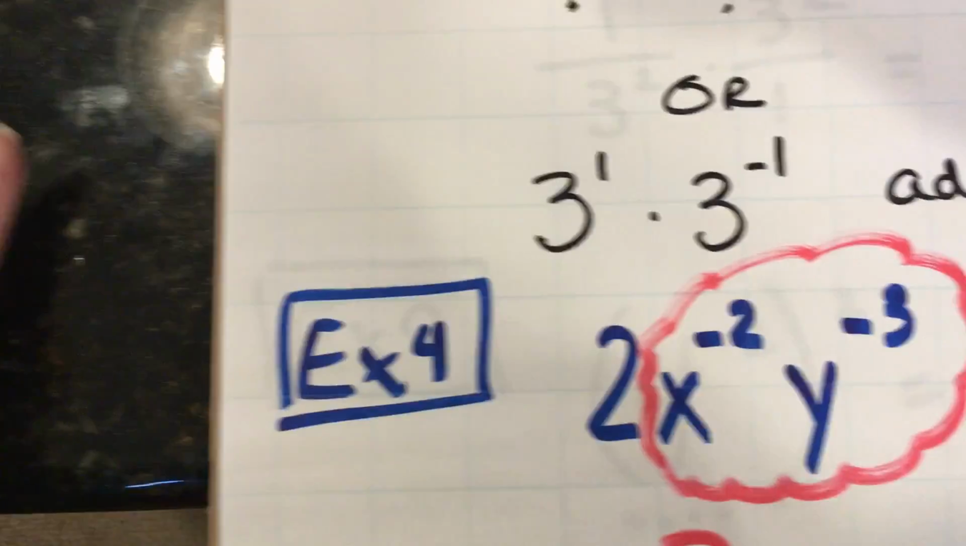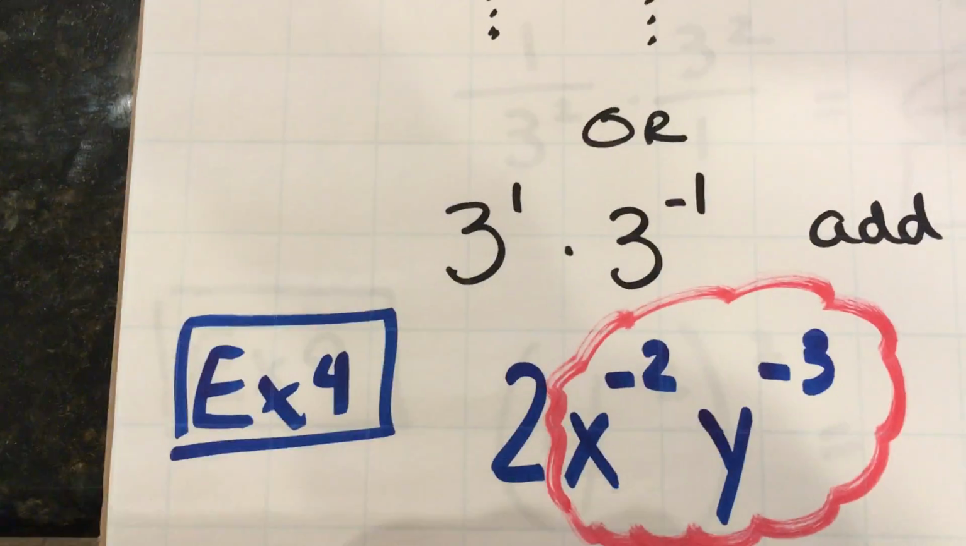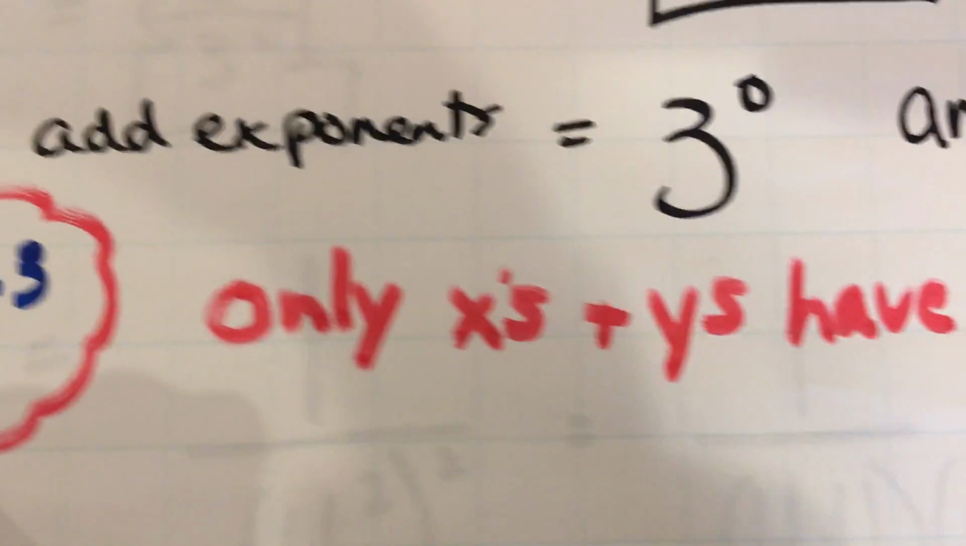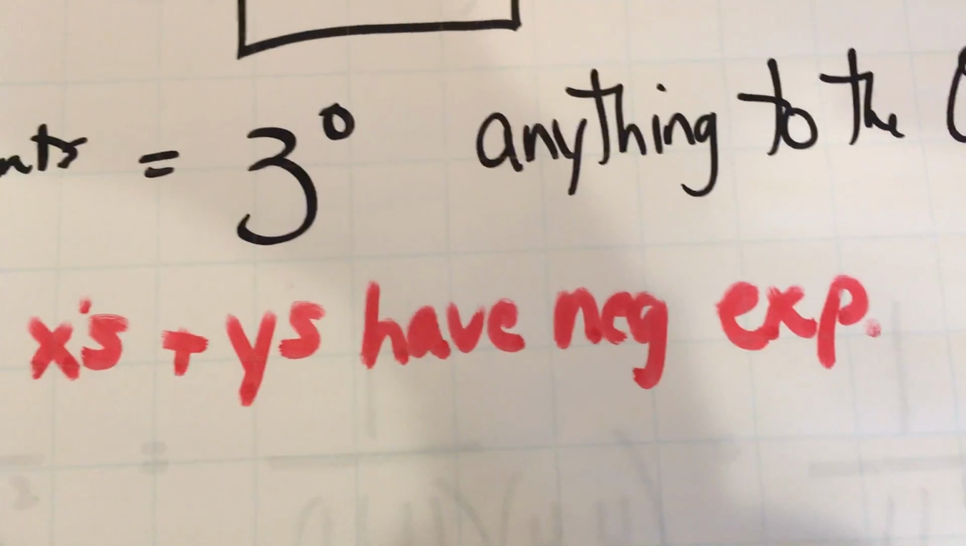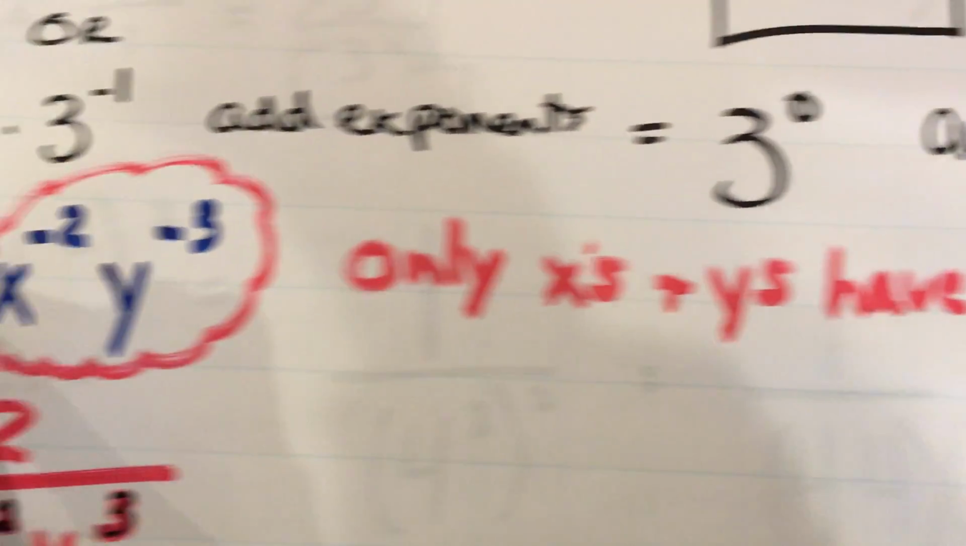So next problem. We have 2x to the negative 2, y to the 3. The only things that are unhappy are the x's and the y's. Only x's and y's have negative exponents. That's all that wants to be moved. The 2 wants to stay right where it's at.